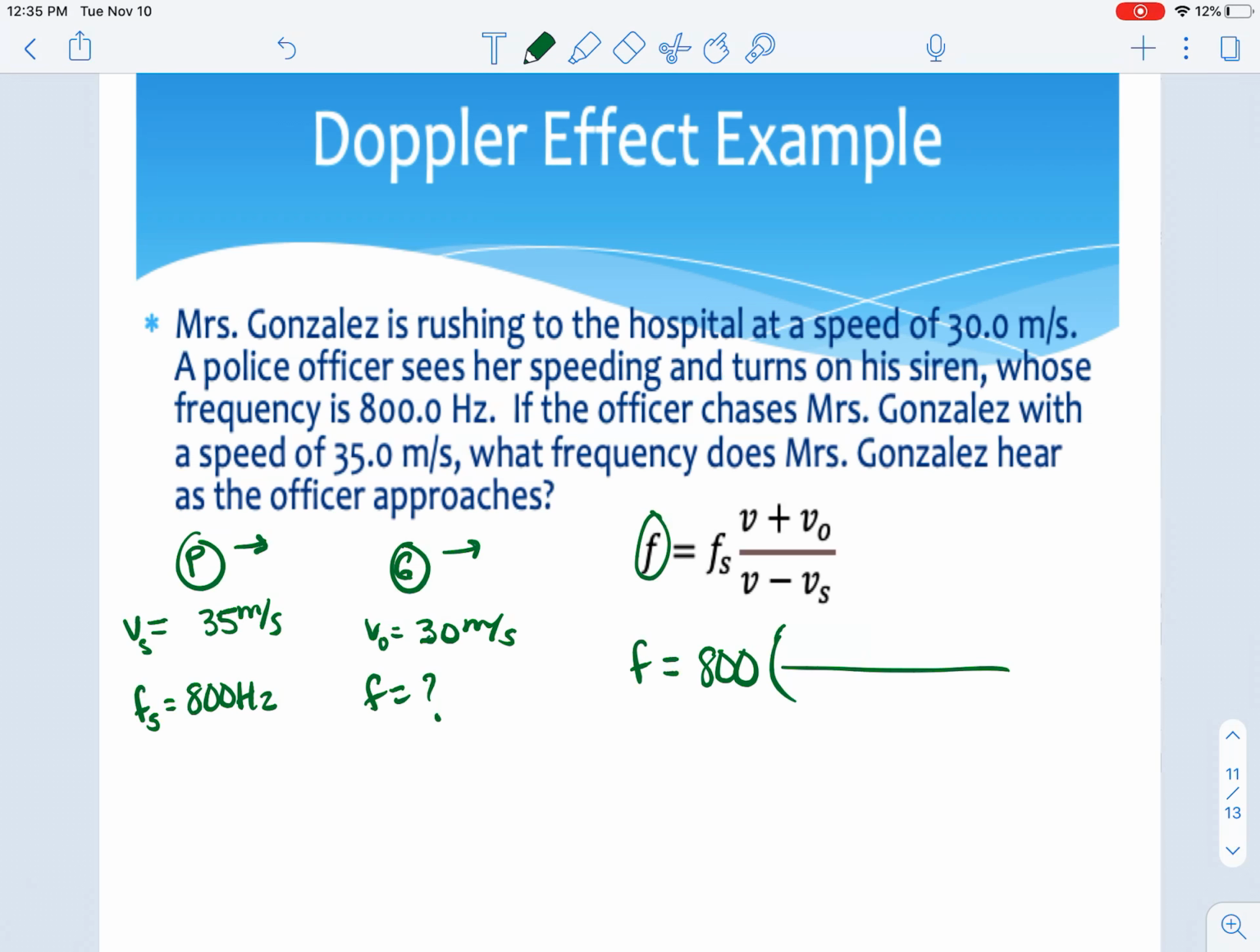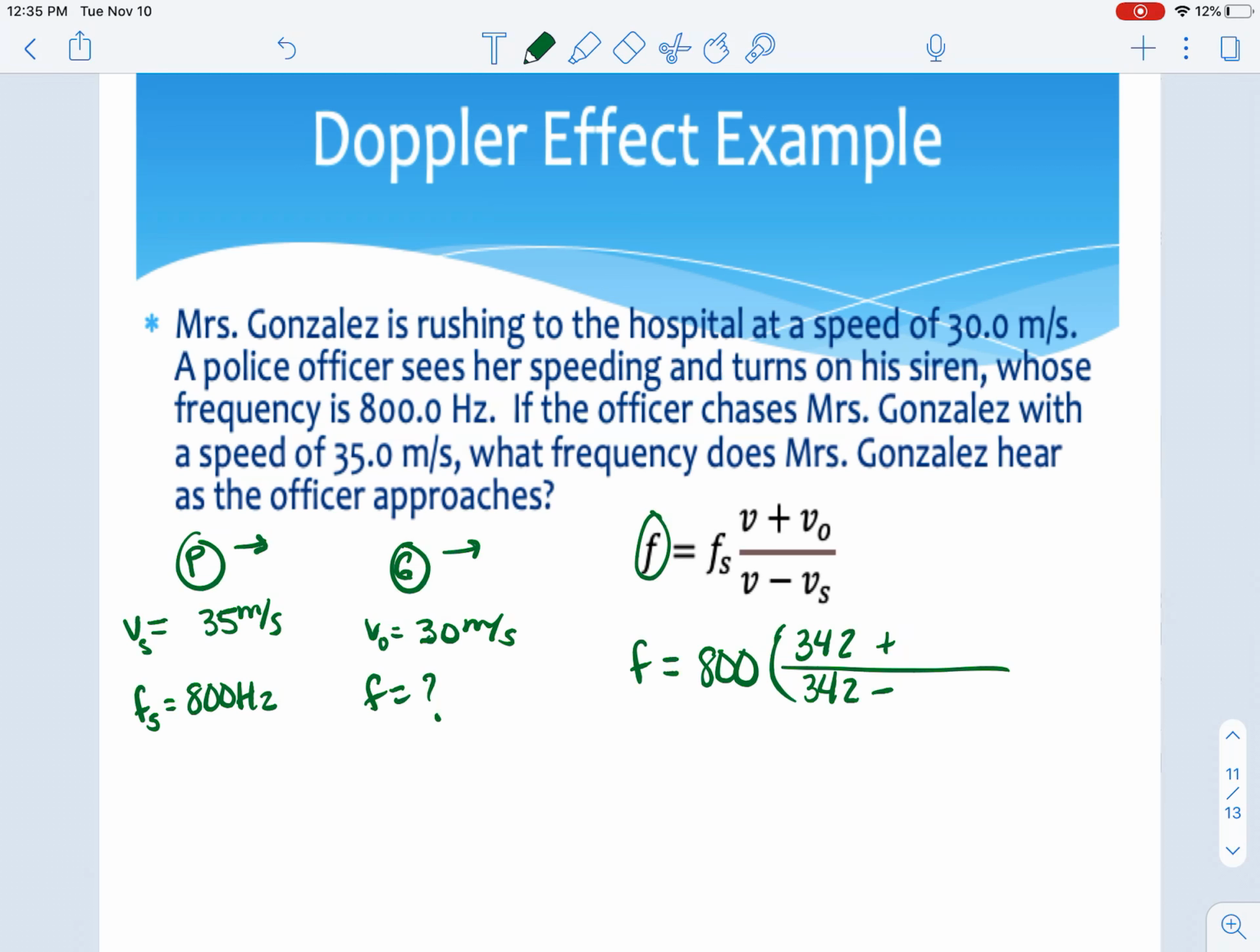Fs is 800. Now, they did not give me the speed of sound. I don't know how fast the sound wave is physically traveling through the air. So for this question, I will just use our average speed of 342.